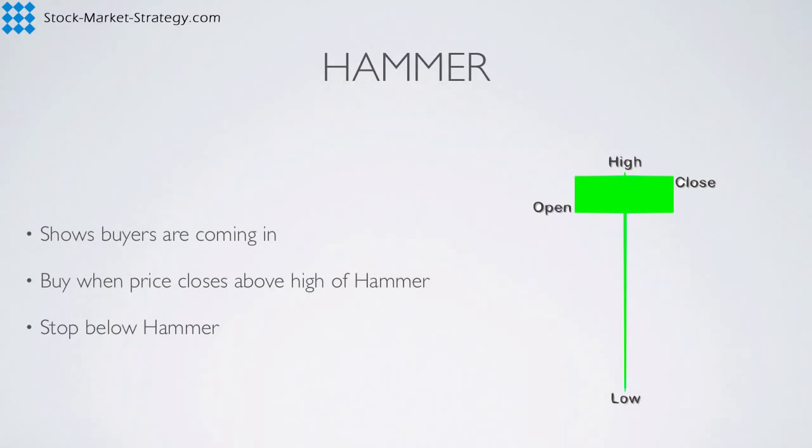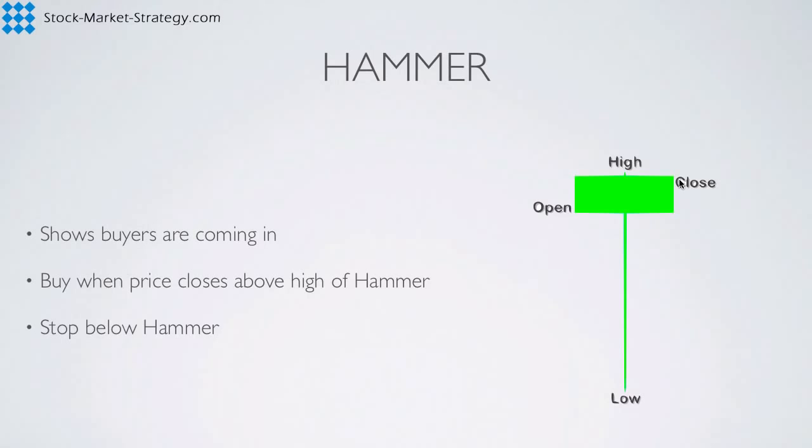The hammer is a positive candlestick, if you can say it like that. It shows that the buyers are coming in, and you can see that because we open here, and then the price moves down, but then the buyers come in and push the price up, and a perfect hammer would be one that closes positive. When it does that, it shows that all the sellers that pushed the price down are now underwater, and now they are in trouble, and the bulls are taking control. So a hammer is a bullish candlestick.